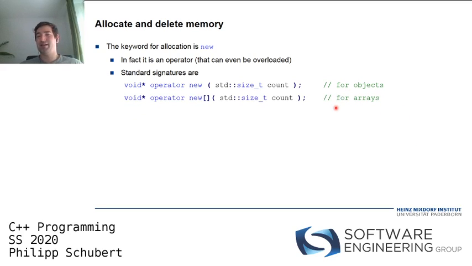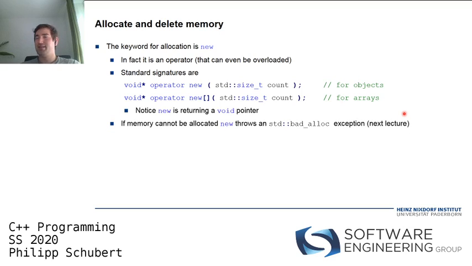This you would do for objects if you need to allocate individual objects. If you need to allocate arrays, then you would use the square brackets new. So new square brackets is the array new. It's called array new because you use it to allocate arrays. And also it receives the number of bytes that you wish to allocate as a parameter, and it also returns a pointer to that allocated piece of memory. Yeah, already mentioned that. If memory cannot be allocated, new can also throw an exception. We will learn what exceptions are in the next lecture, I guess.